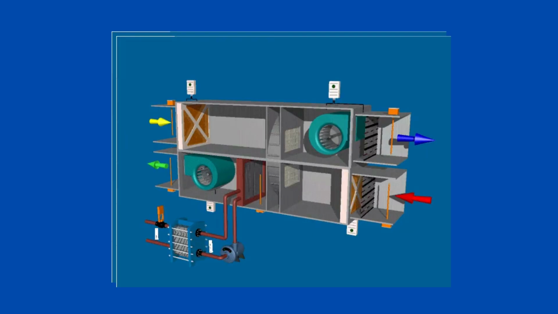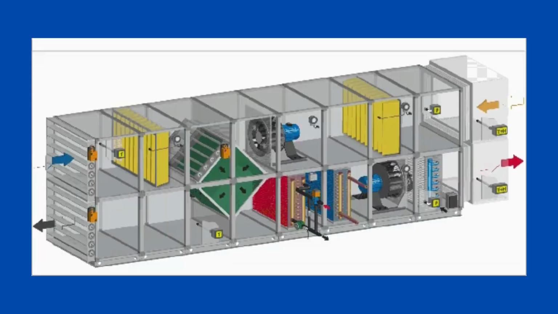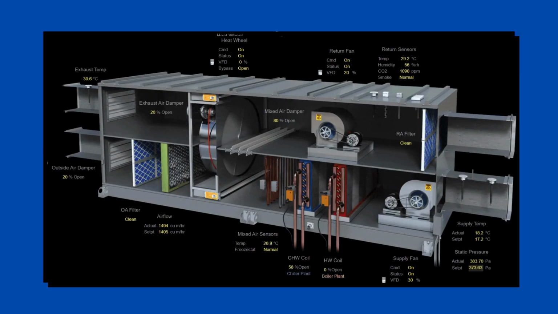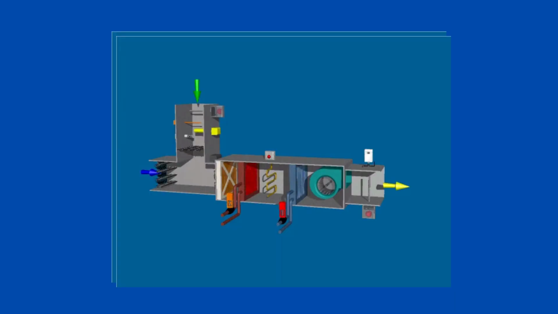2. What are the main components of an air handling unit? The main components of an AHU are: a fan. The fan moves air through the AHU and into the building's ductwork. A heating or cooling coil. The coil transfers heat to or from the air, depending on the desired temperature.